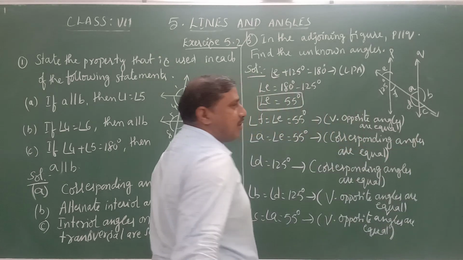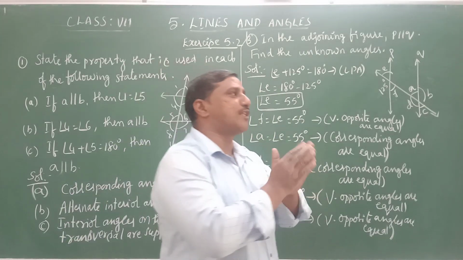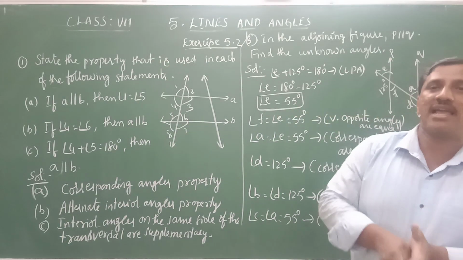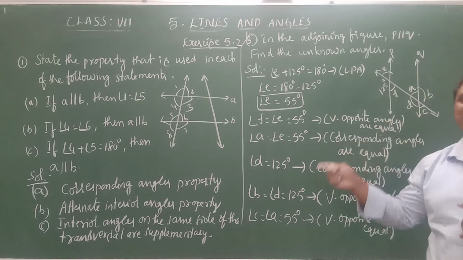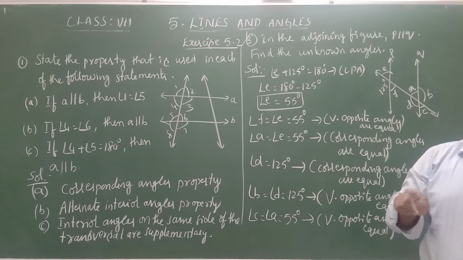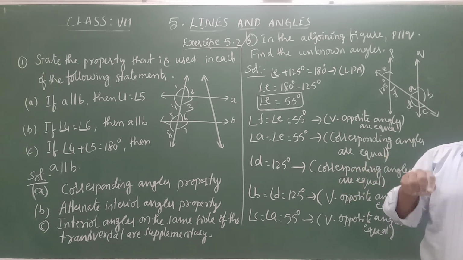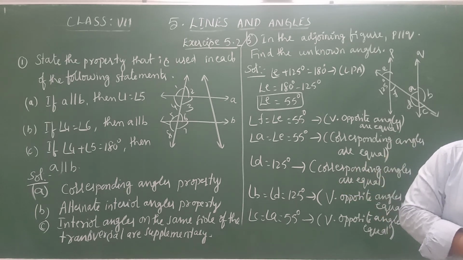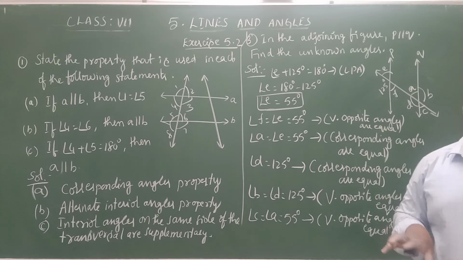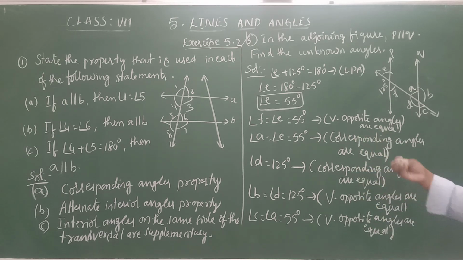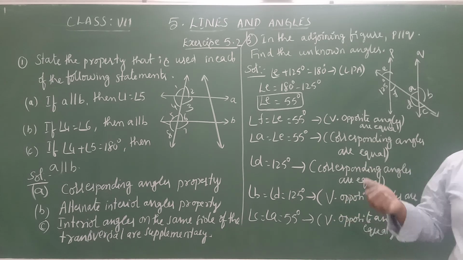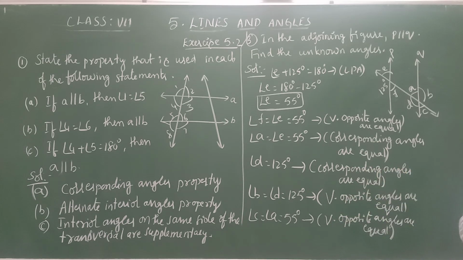So like this we use the properties that we studied so far: vertically opposite angles, linear pair of angles, supplementary angles, complementary angles, corresponding angles, alternate exterior angles, alternate interior angles, interior angles on the same side of the transversal. We will find the unknown angles. We will continue to find some more unknown angles from exercise number 5.2.